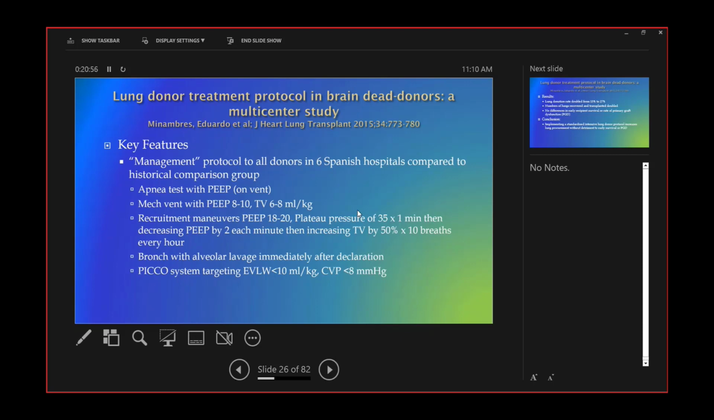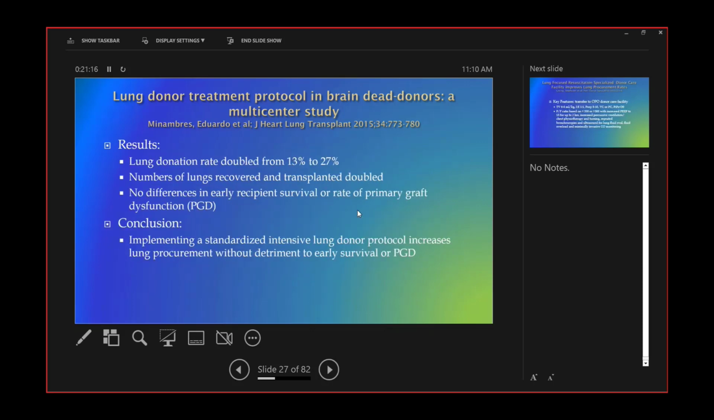And they used a PiCCO system, which is a minimally invasive monitoring system that helps you look at your extravascular lung water. With that, they regulated it so that patients were appropriately diuresed, bottom line. And they wanted their CVPs to be less than 8. A little bit of a labor-intensive protocol. But what they showed is that their lung donor numbers doubled from 13% to 27%. And the number of transplants doubled as well. And there were no differences in the early recipient survival or the rate of primary graft function. And so they said implementing a standardized intensive lung donor protocol increases lung procurement without detriment to early graft survival.